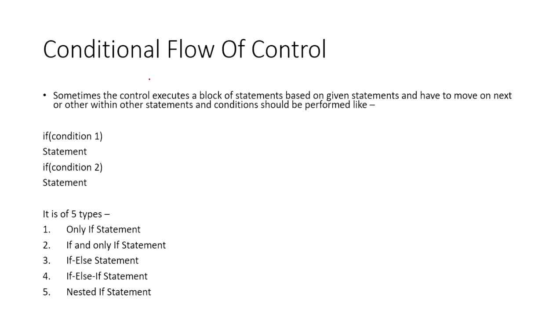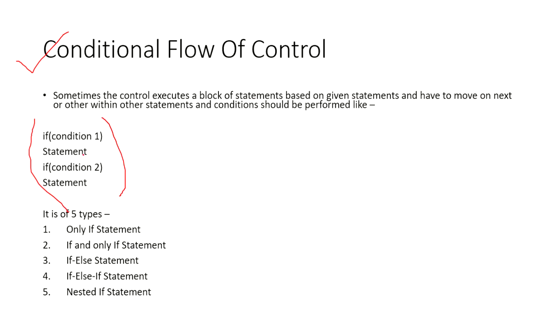That means sometimes you have to give conditions, and if the condition is satisfied, it has to print out a certain statement. So those programming controls are known as conditional flow. That flow is called conditional. Sometimes the control executes a block or statement based on a given condition. I have to move on to the next or other statement, and the condition should be written like this. This is one example of a condition.